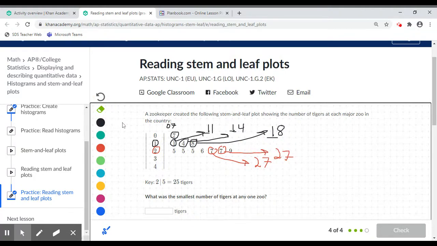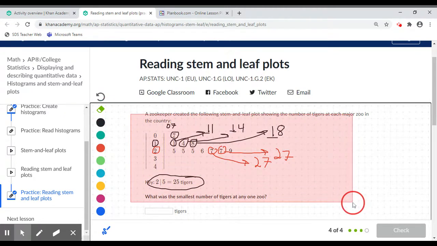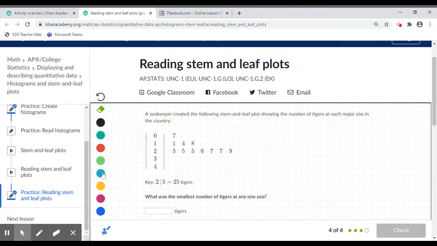All right, as you can see, there are no items in here that are in the 30s or 40s. And that's what the key down here is trying to tell you. Everything like that. All right, so here we go. What was the smallest number of tigers at any one zoo? So at one zoo, what was the smallest amount of tigers? And that was right here. And we would say 7.